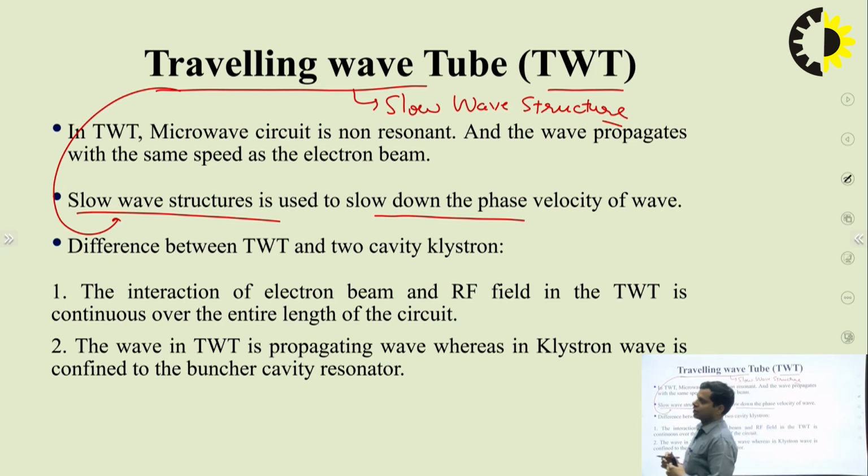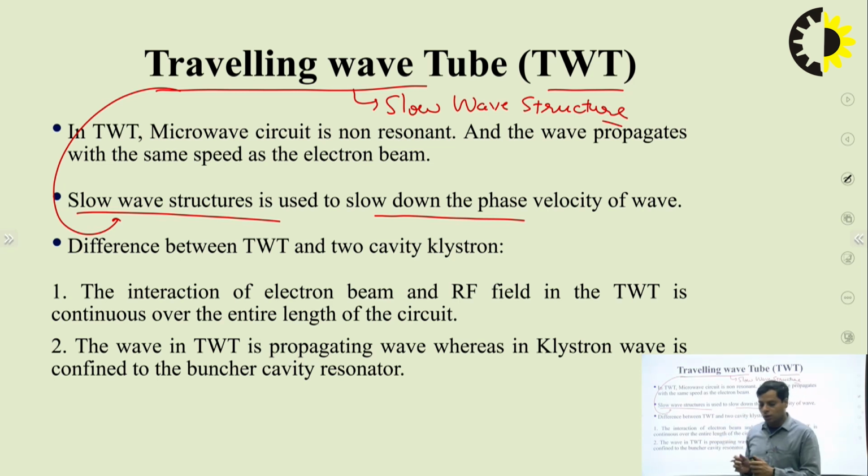The main basic difference between these two devices is the interaction of electrons. As I told earlier, the interaction of electrons with the RF field in the klystron is not continuous. It only happens when the electron enters the cavity gap, where we apply the RF input signal and it interacts with the electron. So the electron's speed will increase, decrease, or remain the same as per the condition of the waveform we apply.